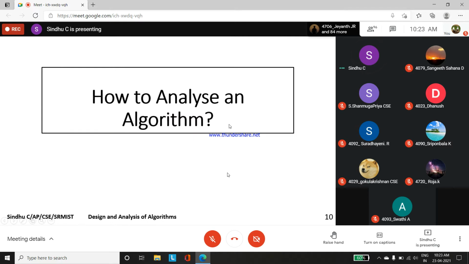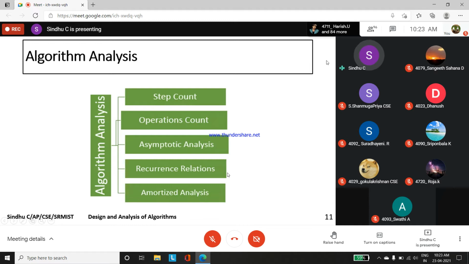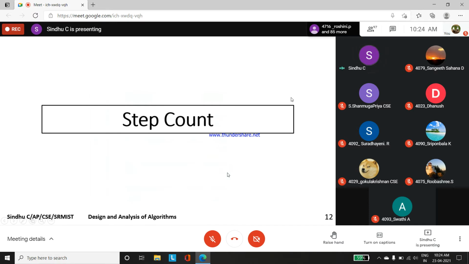So now that you know a little bit of algorithms, let us see how to analyze an algorithm. These are 5 basic ways how you can analyze an algorithm, okay? So step count, operations count, asymptotic analysis, recurrence relations, amortized analysis. So first comes step count.